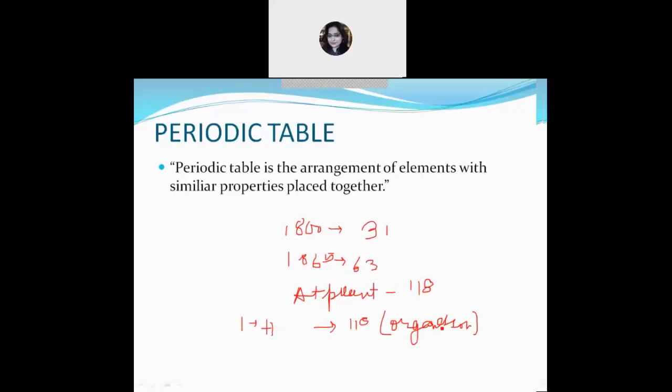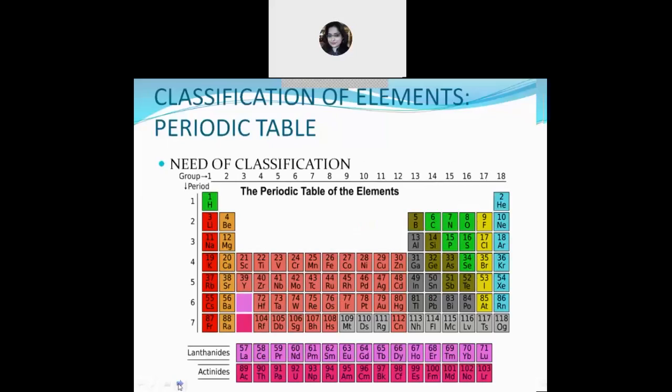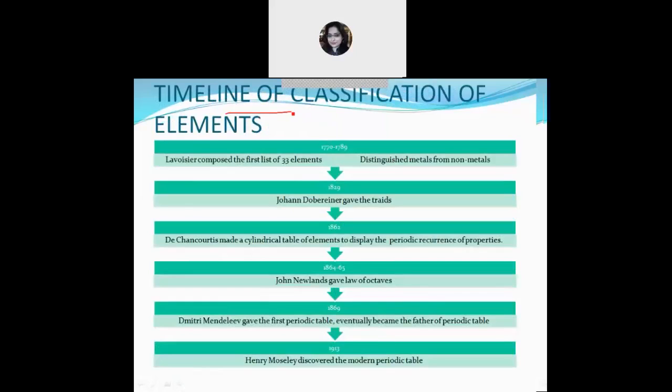So students, you can see here that with such a large number of elements, it is very difficult to study individually the properties of all these elements. To remove this problem, elements were classified. So let's have a quick look at the historical development, or you can say the timeline, for the classification of elements. Timeline means the year-wise description of how the periodic table, the modern periodic table that we are following today, came into existence.